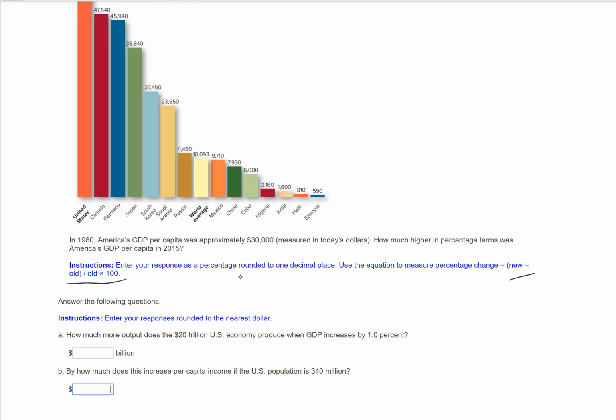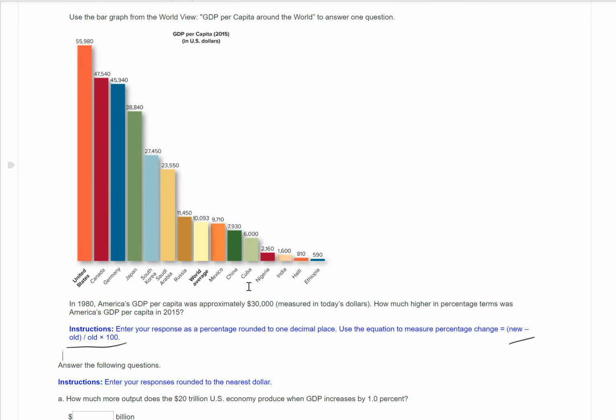So they say in 1980, America's GDP per capita was 30,000 if we measured it in today's dollars. How much higher in percentage terms was America's GDP per capita in 2015? So we want to know the percentage change from 30,000 in 1980, and that's the old information. And today, the new information is 55,980. So we're going to do the percent change formula. And they give it to us here. New minus old divided by old times 100. So the new, here's my new, here's my old.